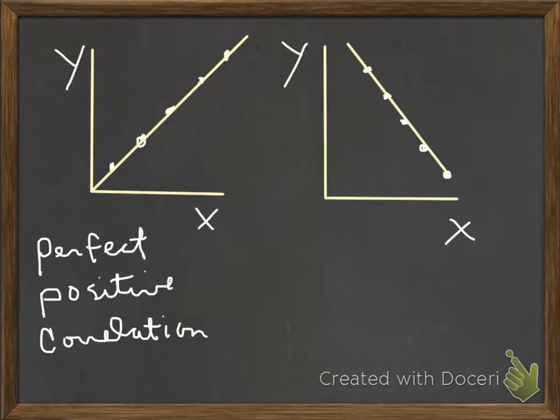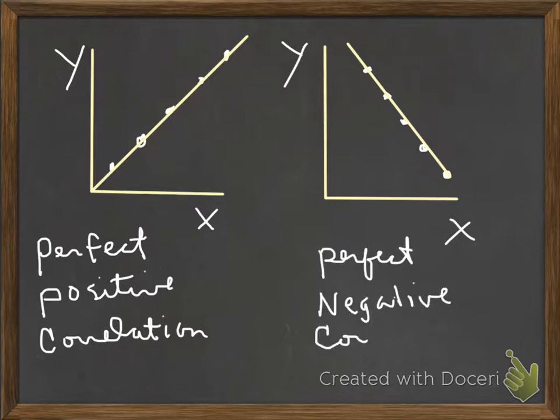Now if we do this in the opposite direction, you see something that looks like this. This would be a perfect negative correlation, and it would have a -1 value associated with it. So correlations can range from -1 to +1. +1 would be the example on the left, and -1 would be the example on the right.